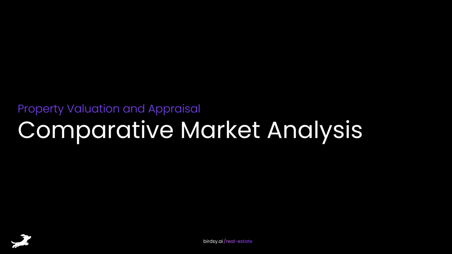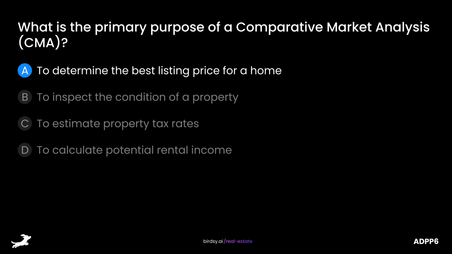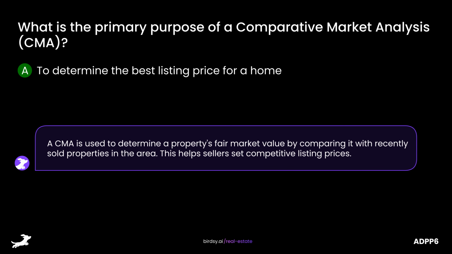Comparative market analysis. What is the primary purpose of a comparative market analysis, CMA? Is it A, to determine the best listing price for a home, B, to inspect the condition of a property, C, to estimate property tax rates, or D, to calculate potential rental income? The answer is A, to determine the best listing price for a home. A CMA is used to determine a property's fair market value by comparing it with recently sold properties in the area. This helps sellers set competitive listing prices.